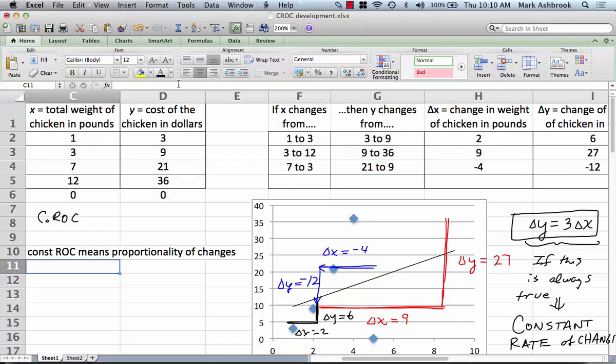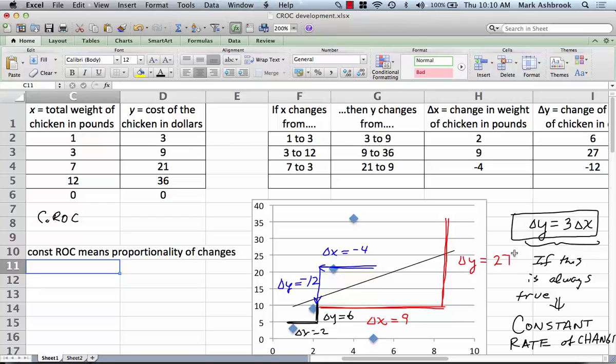Constant rate of change means that the changes are proportional. The changes are proportional. And we did proportionality problems growing up. What did you do to solve those problems? What were those like? Remember that? Proportions, doing proportions. What were those like? Right, we said equal ratios.